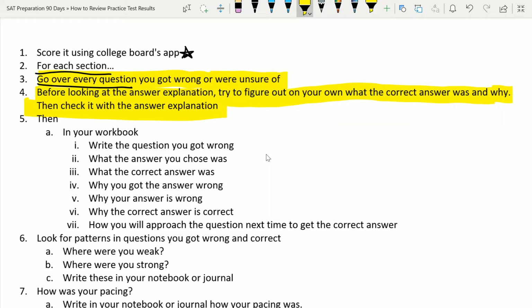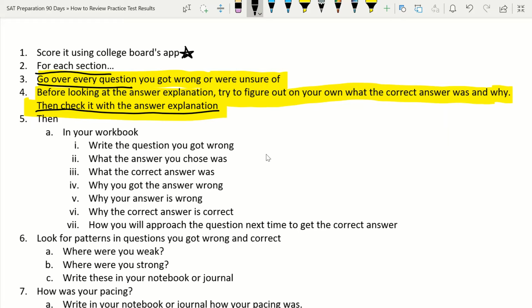I have a slowed down, in-depth version of the math no calculator section for SAT Practice Test 5. I have a video for the SAT reading section of Practice Test 5 that gives answer explanations, and I have a video for the writing and language section as well. You can use those, or if you want, you can use the College Board's answer explanations. You can just look up SAT Practice Test 5 answer explanations, and there'll be a PDF that'll pop up that you can download and use.